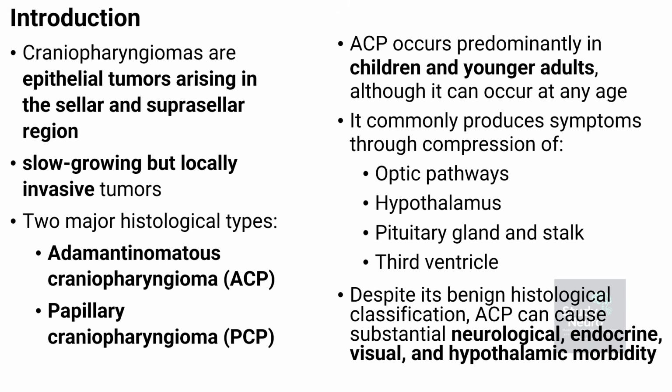Adamantinomatous Craniopharyngioma occurs mainly in children and younger adults, although it can develop at any age. Symptoms usually result from pressure on nearby structures, particularly the optic pathways and hypothalamus, while involvement of the pituitary gland, pituitary stalk, or third ventricle can produce visual, endocrine, and neurological problems. The clinical effects can be substantial.